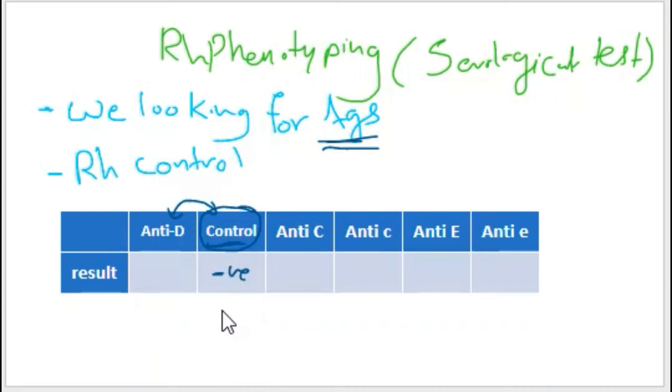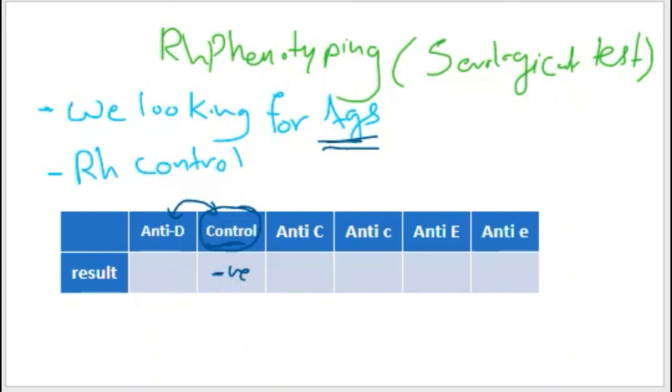However, if it gives a positive result, that means there is autoagglutination. So the result is invalid, because there are no antibodies, so why does it give positive? That means autoagglutination has happened. So maybe the patient cells, for example, are positive. When we type patients or donors, we have to be 100% sure that our result is valid. So in this case, our result is not valid. It should give a negative result.